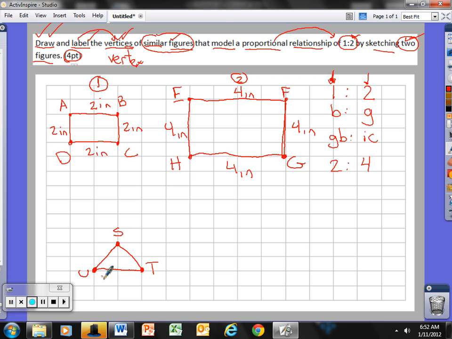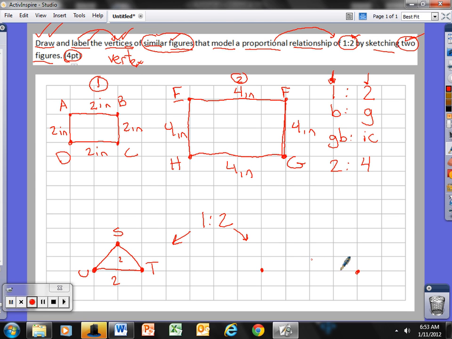I can tell that the base is 2. The height is also 2. If I want to make a similar figure to this triangle, keeping in mind that the ratio is 1 to 2, this is my 1 side, this is my 2 side. I am now going to make 3 more vertices, but because this was 2, I need to double it and make it 4. 1, 2, 3, 4. Because it went up 2, I need to double that and make it up 4.